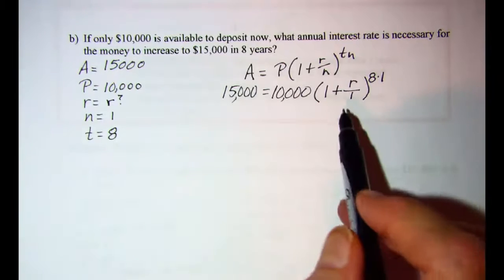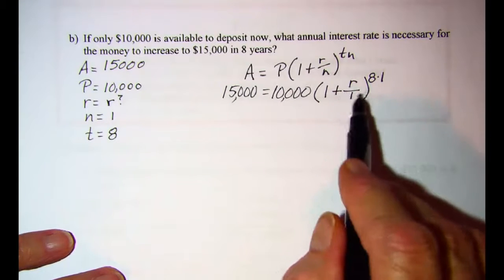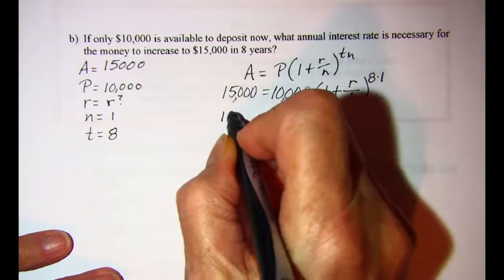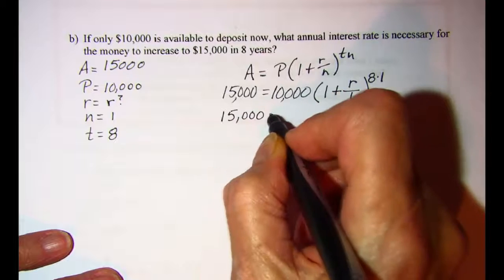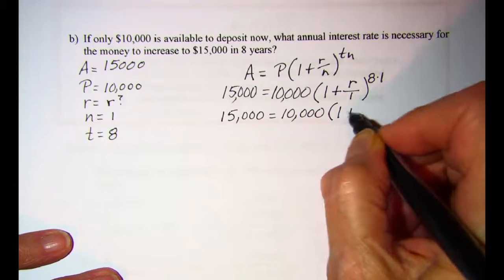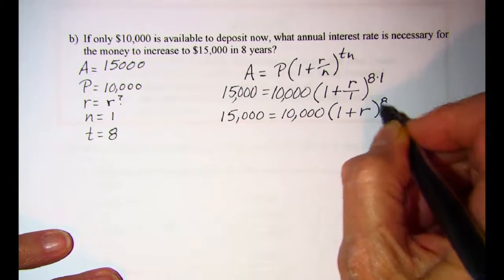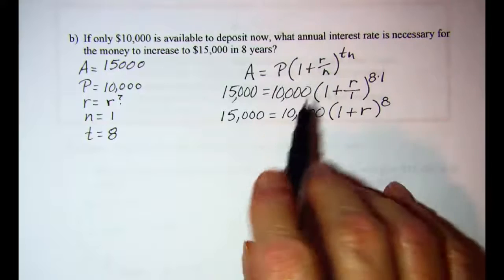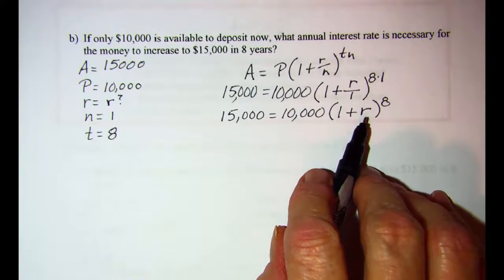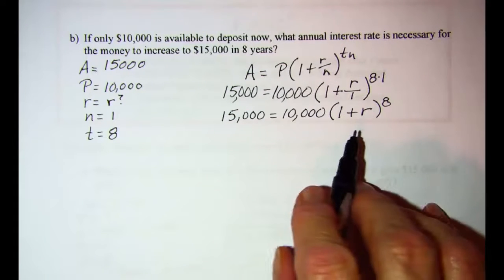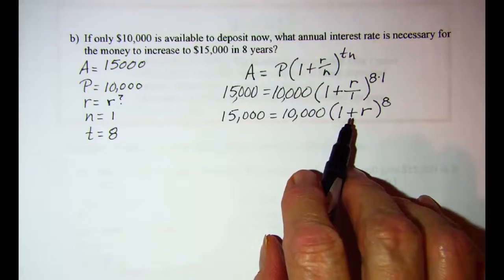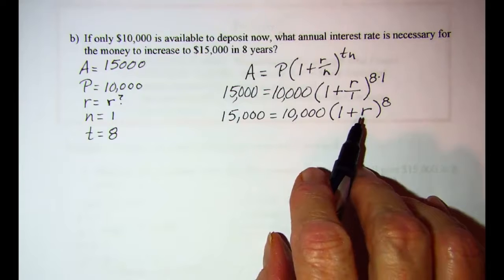Alright, now this time my variable is inside here. So let me simplify it and get rid of those 1s again. We have 15,000 equals 10,000 times 1 plus r raised to the 8th power. All right, now this is sort of like a Christmas present. We have to unwrap it, so we have to take layers off. We have to peel off things so that eventually we'll get in there and find out what R is.